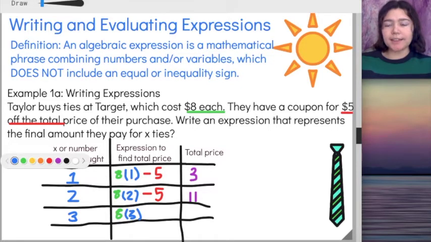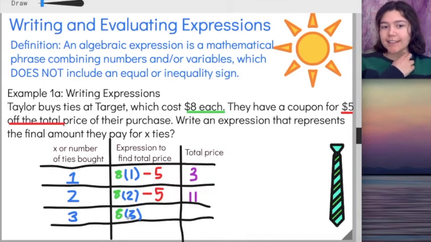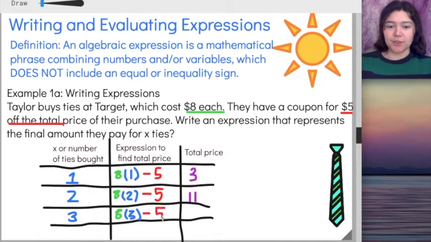Okay, when you do 8 times 3, what do you get? 24. Yep, so then I'm going to have $24. That's how much Taylor is paying on the ties. We can't forget about the fact that Taylor has that coupon. So we still have to subtract 5 away from that.